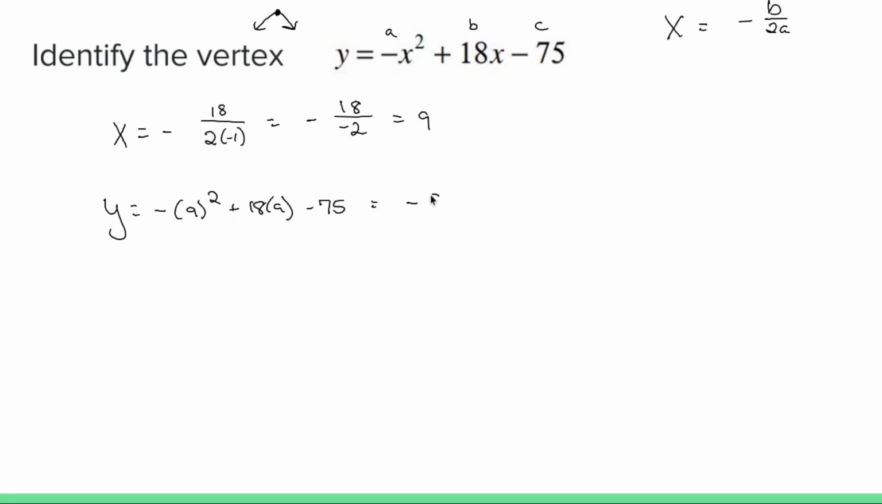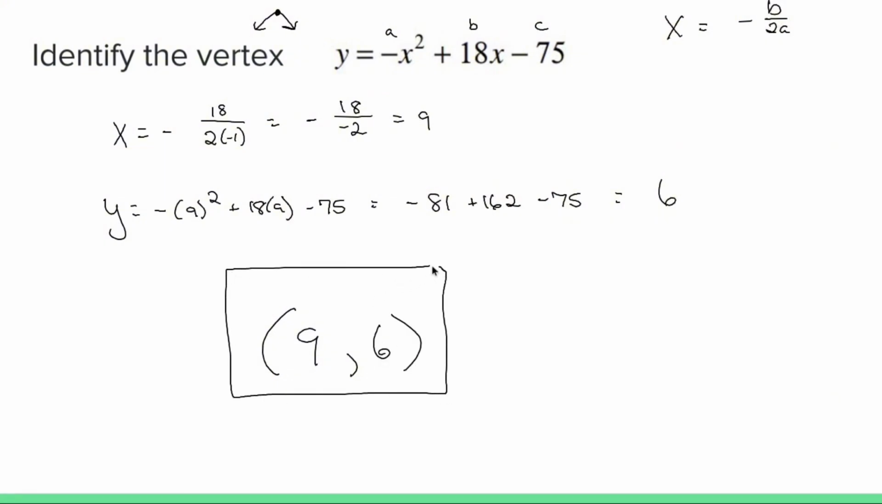Okay, so negative 81 plus 18 times 9 is going to be 162. And then minus 75. Okay, so negative 81 plus 162 is regular 81, and 81 minus 75 is going to be 6. So if our x value was 9 and our y value is 6, the vertex is going to live at the point 9, 6.